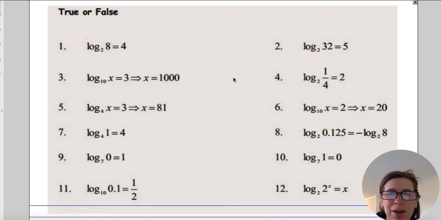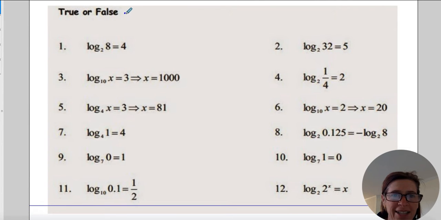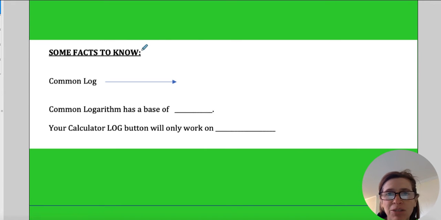Hi everyone. I asked you to complete the true false in your packet, and we're going to go over that in class tomorrow. So I just wanted to give you a couple, wrap up what we were talking about as I introduced the idea of logs. And there are some general facts to know.